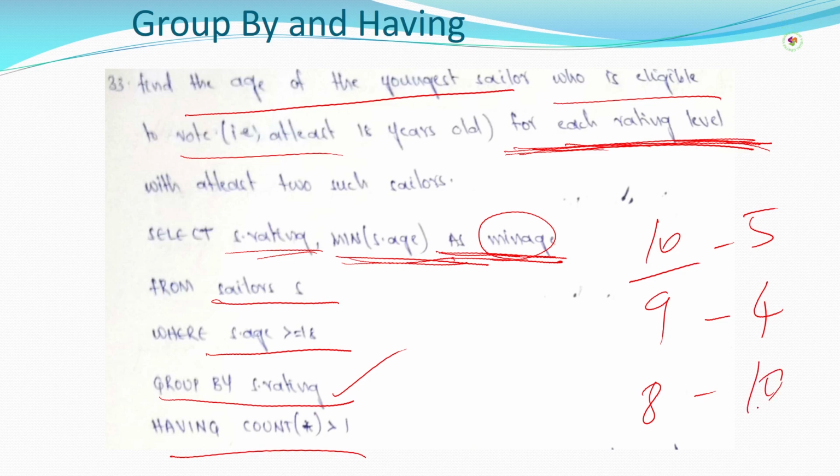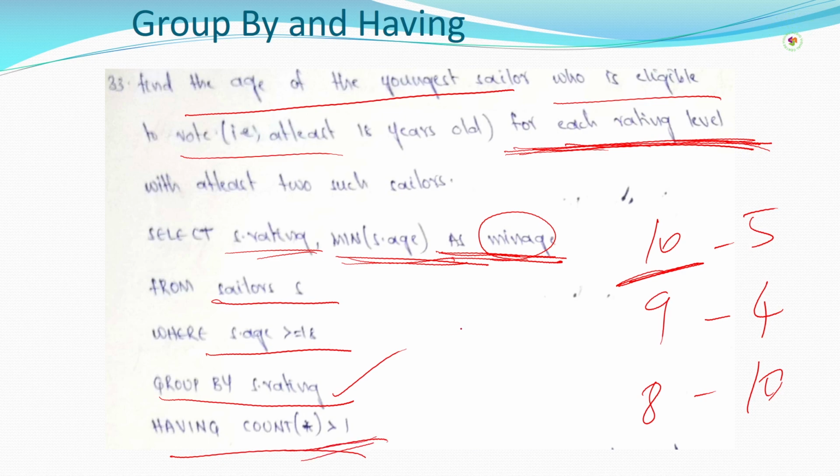So having count of star greater than 1 means more than 1. So only those groups count, since a single person cannot be grouped automatically. That's why having count of star greater than 1 means ratings which employees have repeated values. More than 1 means repeated.